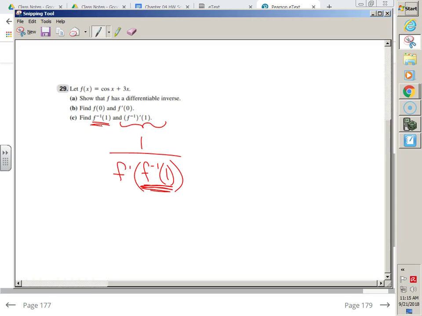So f inverse of 1. F inverse has the point of 1 comma, we're trying to find the other thing, right? But the x of the inverse is the y of the original. So what we needed to do was figuring out the original function, or looking at the original function. Huh? Was it a decimal answer?